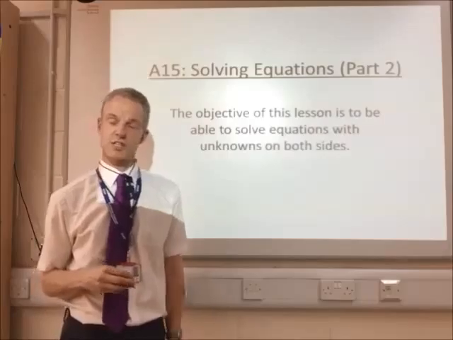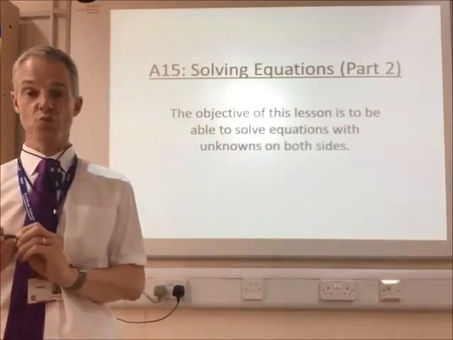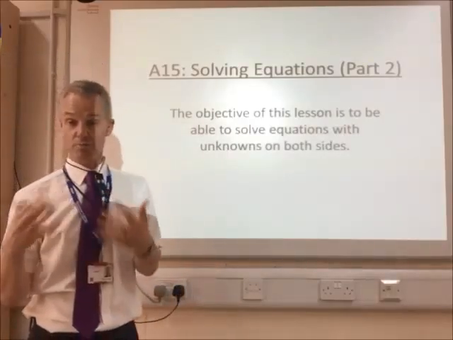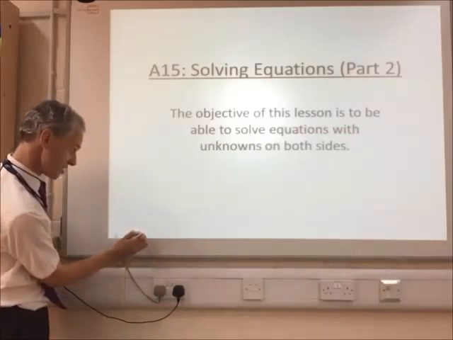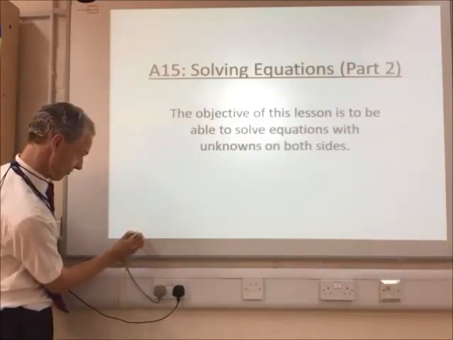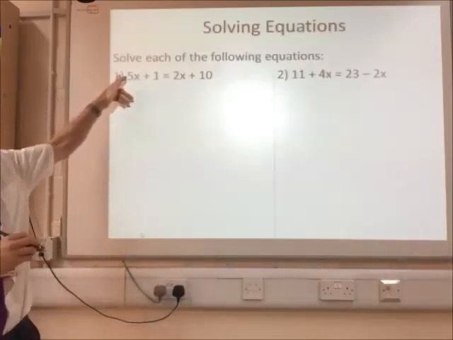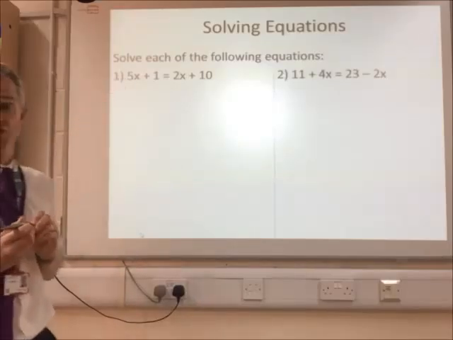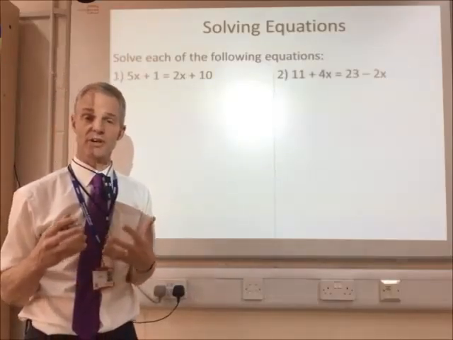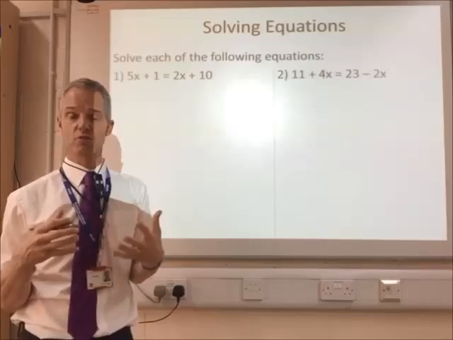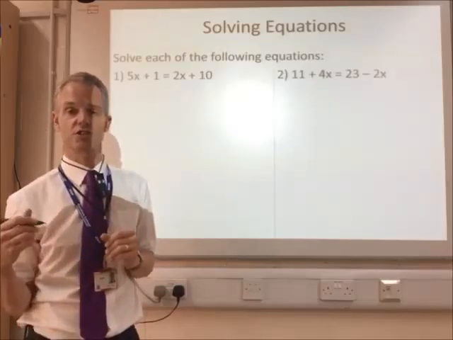Okay, so the objective for this lesson is to solve equations where we've got unknowns on both sides of the equation. So let's look at some examples of that first. Okay, so question 1 here, 5x plus 1 is 2x plus 10. So what I'm going to do, I'm going to actually go through the first one or two in a bit more detail, then a little bit quicker for the others.